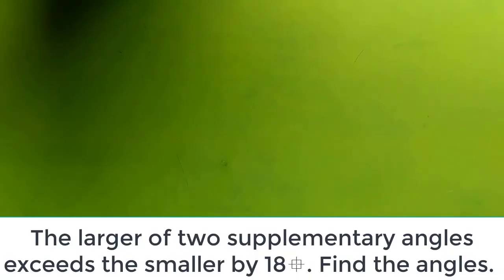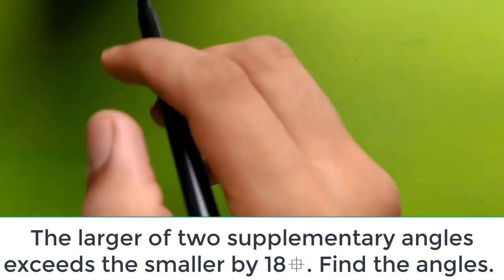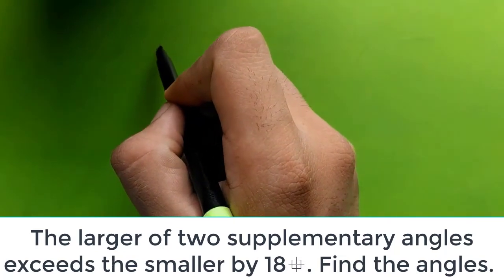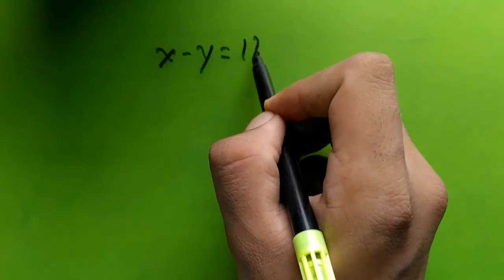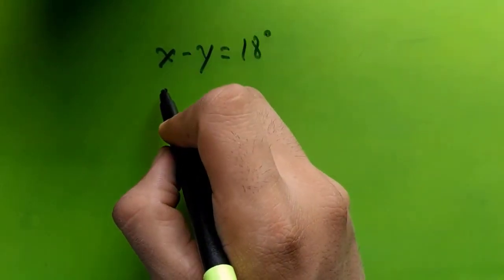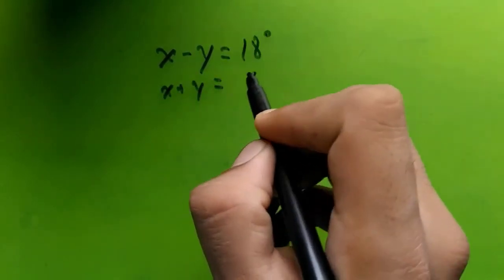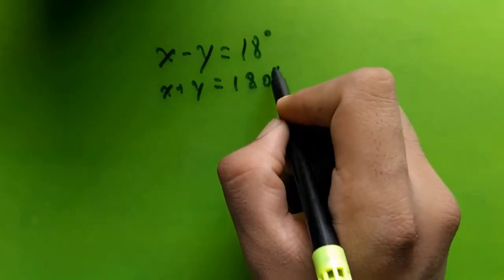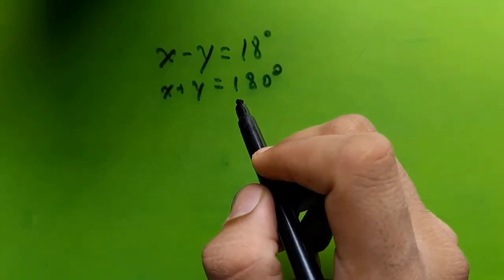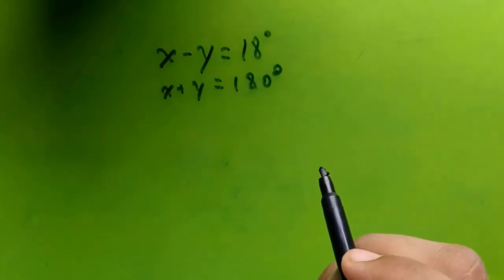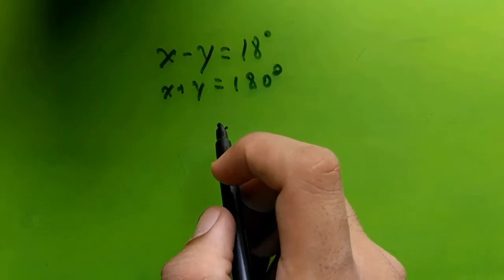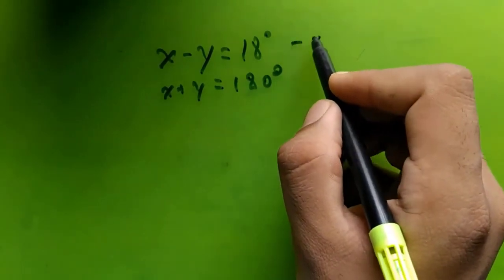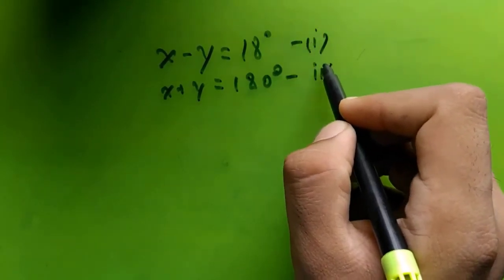The larger of two supplementary angles exceeds the smaller by 18 degree. Therefore, let the larger angle be x and the smaller angle be y. Therefore, x minus y equal to 18 degree. And we know that x plus y, because both are supplementary, will be equal to 180 degree. Therefore, we got equation 1 and equation 2.